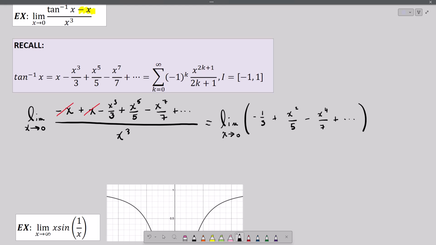And what's that limit as x goes to 0? What will that limit be? Negative 1 over 3. Negative 1 over 3. Right, because all those other x's just go to 0. So the whole tail is 0. The only term that's non-zero is that first term.